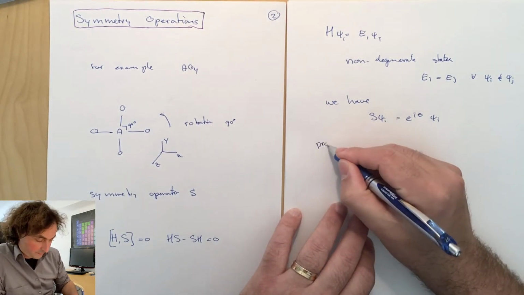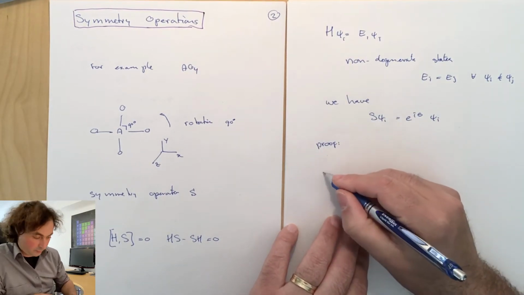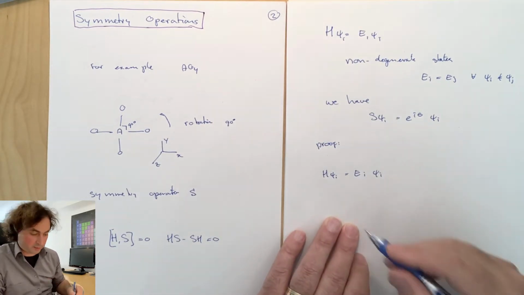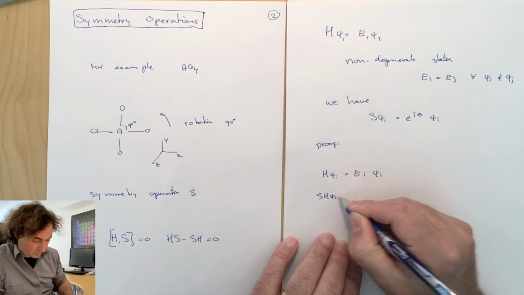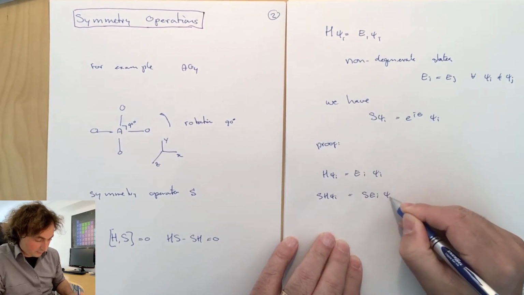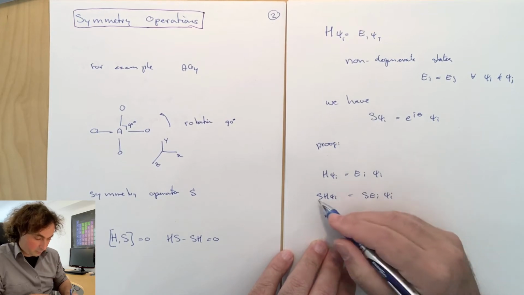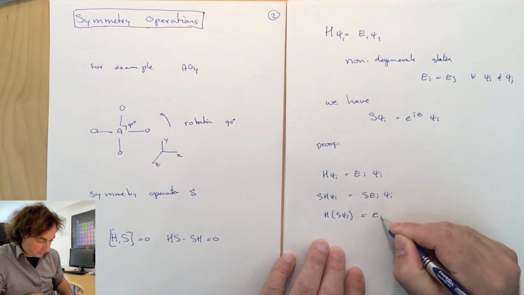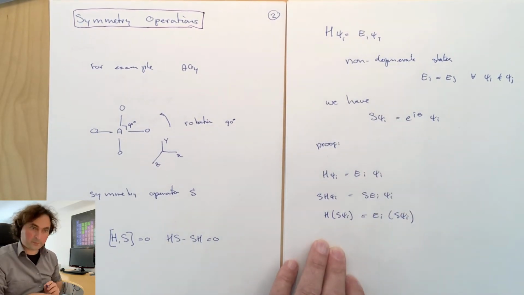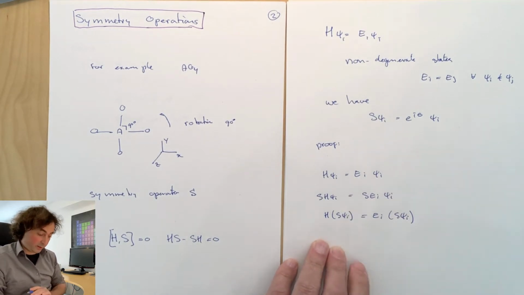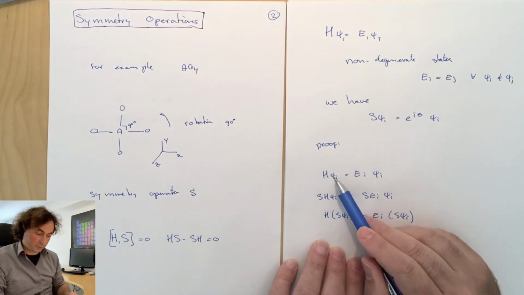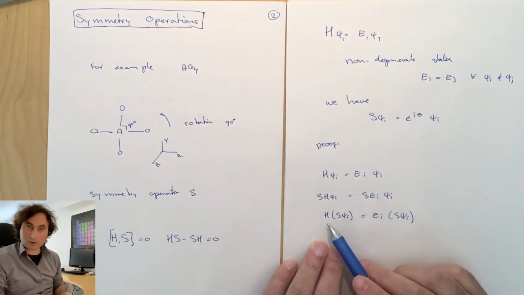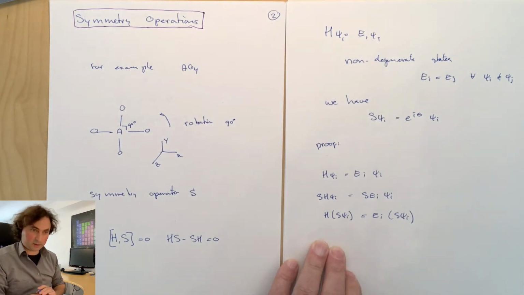So how can we prove this? When H psi_i is E_i psi_i, it's an eigenstate, then SH psi_i is S E_i psi_i, and because S and H commute, we have HS psi_i is E_i S psi_i. Now we use the fact that psi_i is non-degenerate, and we see that psi_i is an eigenstate of the Hamiltonian with energy E_i, but that S psi_i is also an eigenstate of the Hamiltonian with energy E_i.